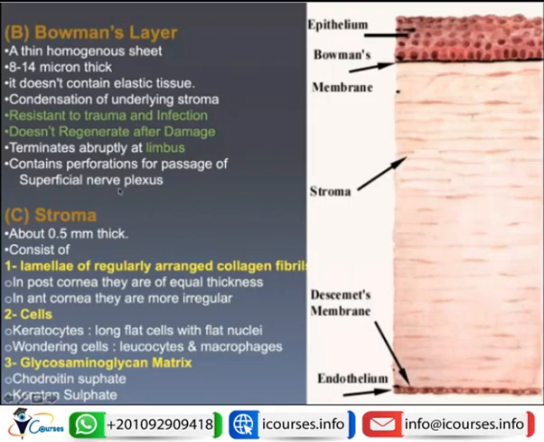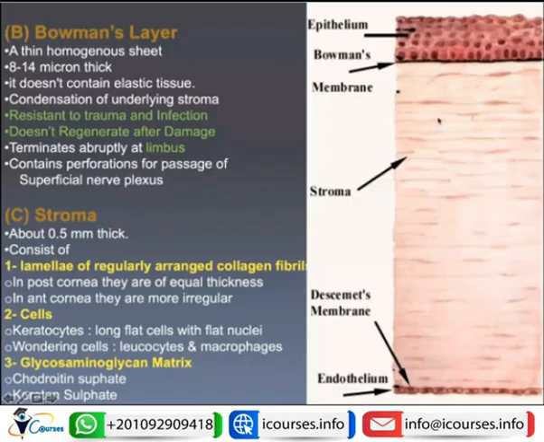The cornea, the Bowman's layer will contain perforation for passage of the superficial nerve plexus. So just beneath the Bowman's layer is one of the major nerve plexus present in the cornea. Then we come to the stroma.